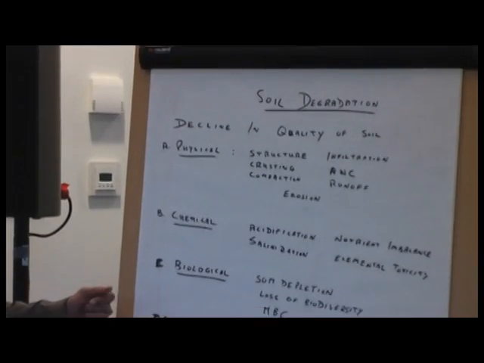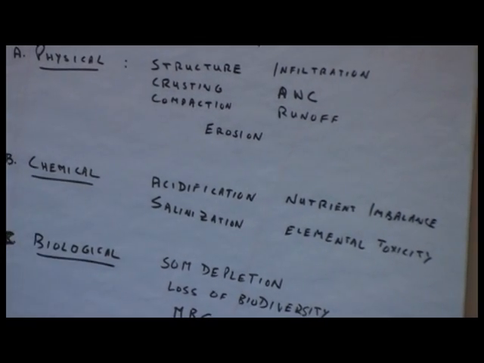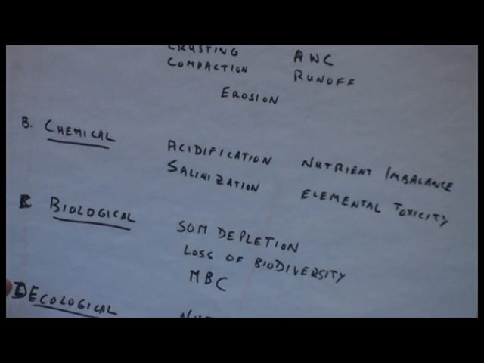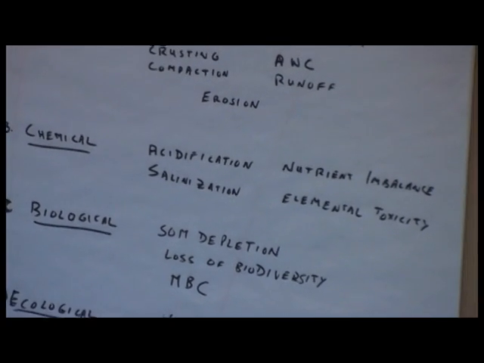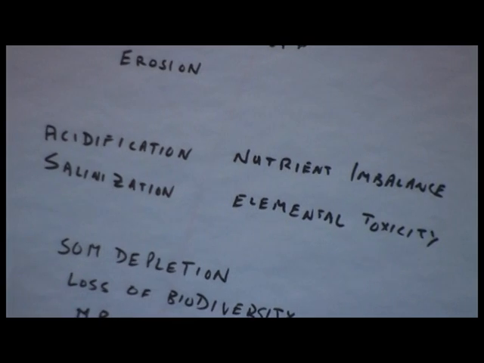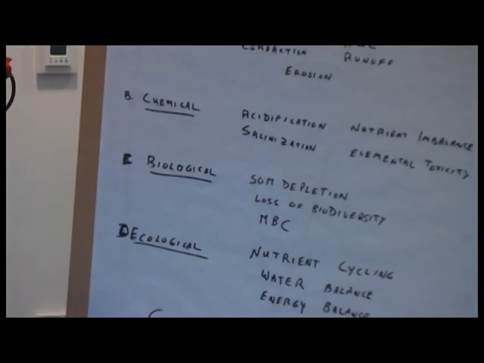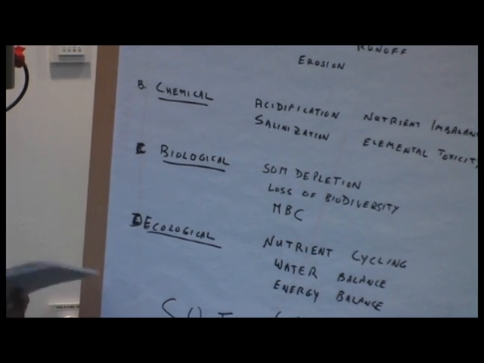Then there's chemical degradation. Chemical degradation is acidification, when the pH goes down, salinization, when salt concentration goes up, and nutrient imbalance. For example, you subsidize nitrogen but not phosphorus, so the farmer applies nitrogen and phosphorus is depleted, or there may be micronutrient deficiency, or elemental toxicity, where aluminum, manganese, or iron may reach toxic concentrations. There's biological degradation, when there's a depletion of soil organic matter content, because of soil organic carbon, loss of biodiversity, earthworm population, microbial biomass carbon. That would be biological. And then there's ecological degradation, which is not very often used: nutrient cycling, water cycling, energy balance problems, albedo differences, soil temperature differences.